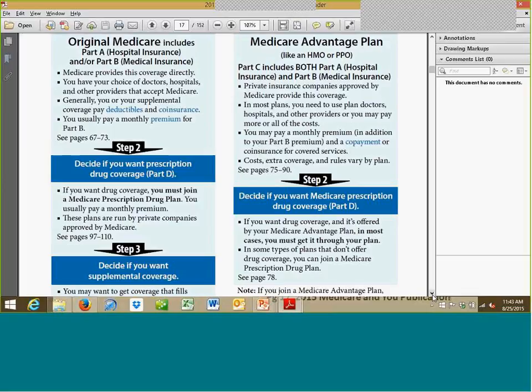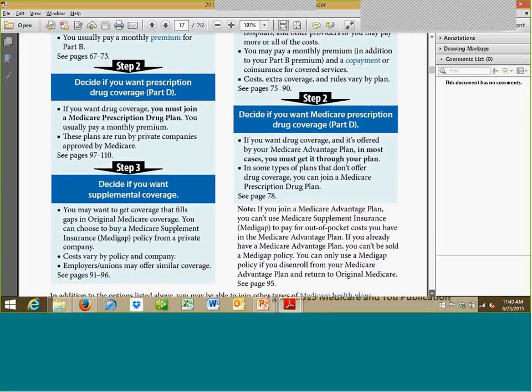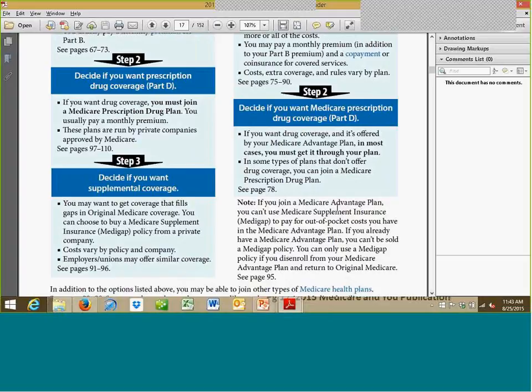Folks, here's how it works. I can do one or the other. What does it say down here? If you join a Medicare Advantage plan, you can't use Medicare supplements to pay your out-of-pocket costs. If you already have a Medicare Advantage plan, you can't be sold a Medigap policy. Use a Medigap policy if you disenroll from your Medicare Advantage plan and return to original Medicare.